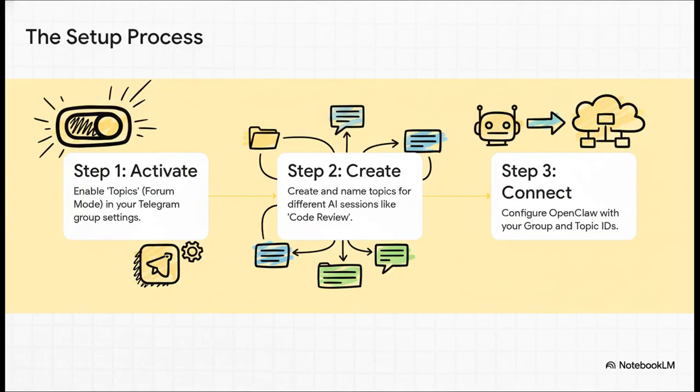The whole process is really straightforward. First step, you just flick on Forum Mode in your Telegram group settings. Easy. Step 2, you start creating your topics. Make dedicated spaces for things like code review or Project Alpha. And then the last step is just to connect your bot. Now, just a heads up, we're not going to get into the weeds with code here. This is just to give you the basic flow of how it works.